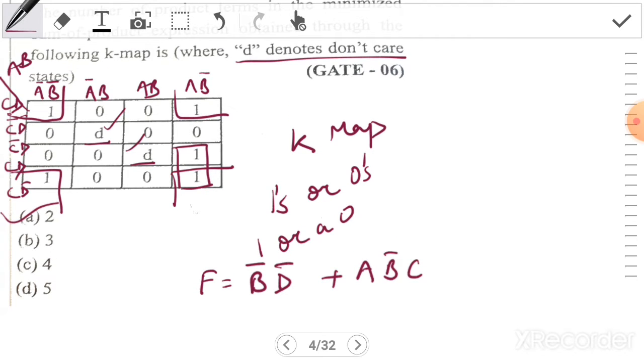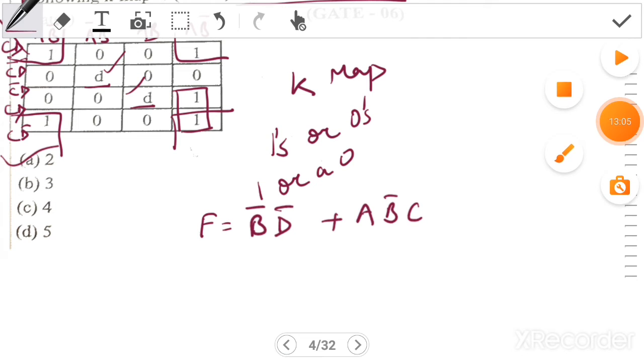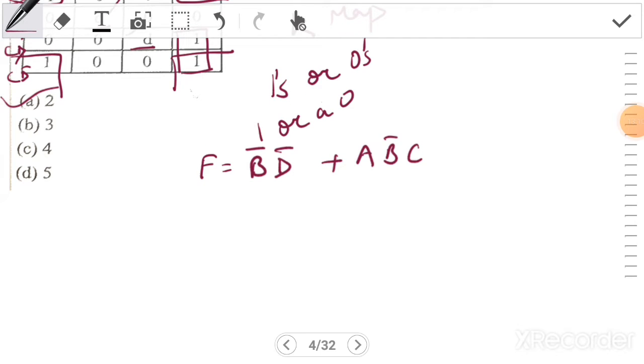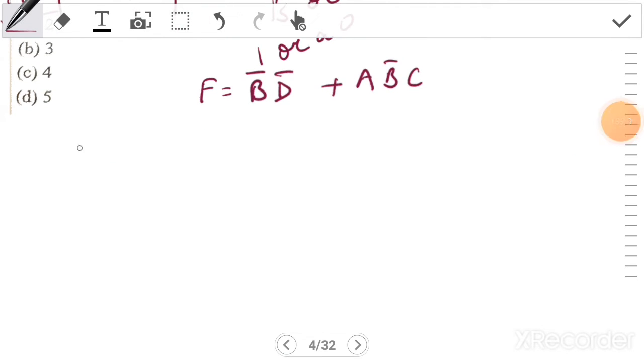Yes. So let us see one example showing when there is the requirement to group the don't cares, and when there is no requirement to group. See. Let us have an example.